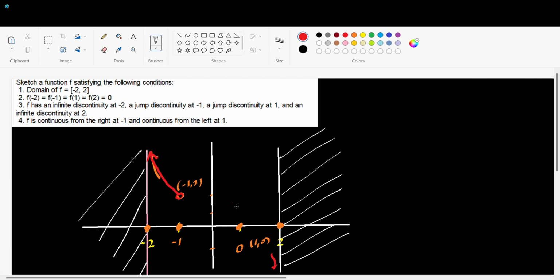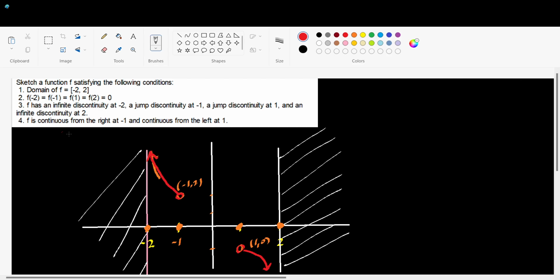Next, f is continuous from the right at 1. There is an infinite discontinuity at 2, and then we have this point (1, 0), then we can connect. We can connect this there, and it will still satisfy the condition. There is a jump discontinuity at 1 and an infinite discontinuity at 2.